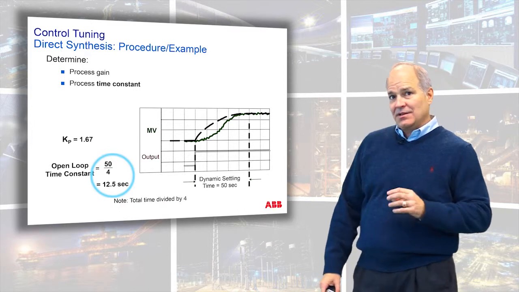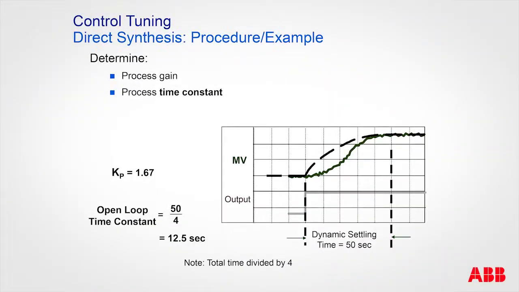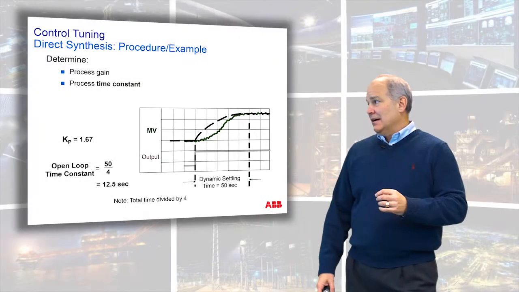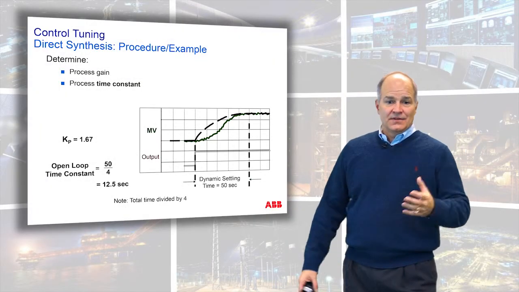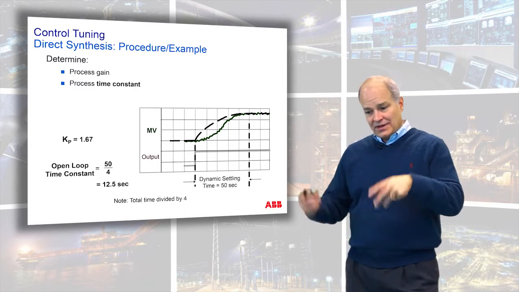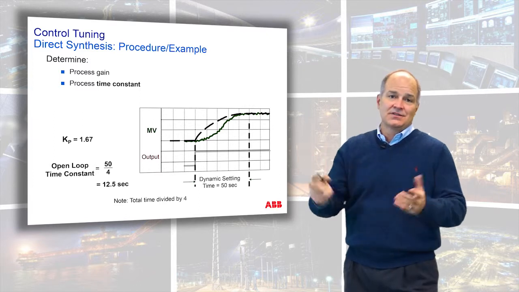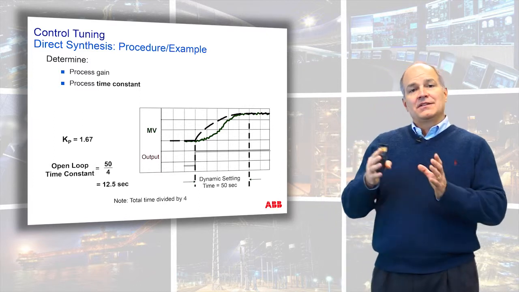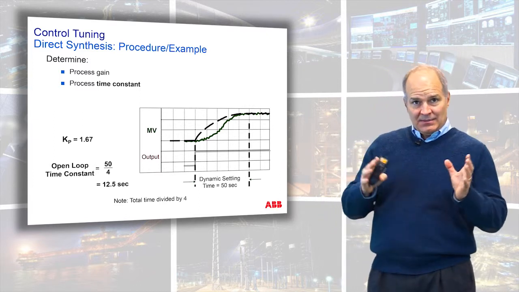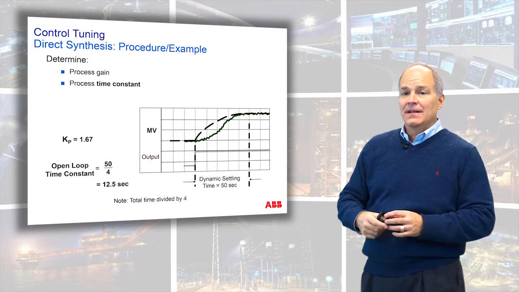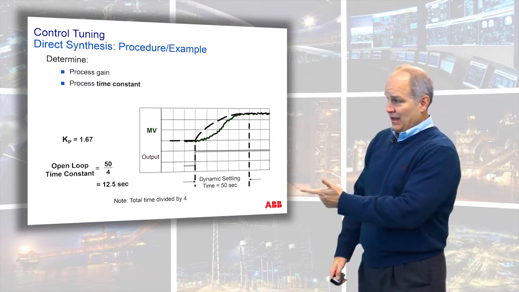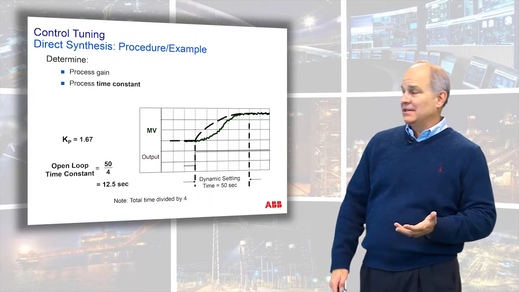Remember the other technique we talked about: divide this in thirds, and where the 2/3 part is, that's roughly 63 or 66%, that's a time constant. So total time divided by 4, or break it into thirds and find out where it crosses, that's your time constant. Err on the side of being big, and it induces stability into the system. So now we have the time constant of 12 and a half and the process gain of 1.67.